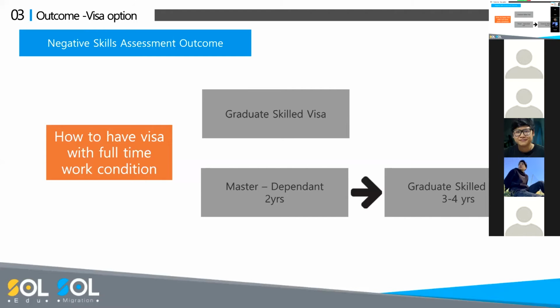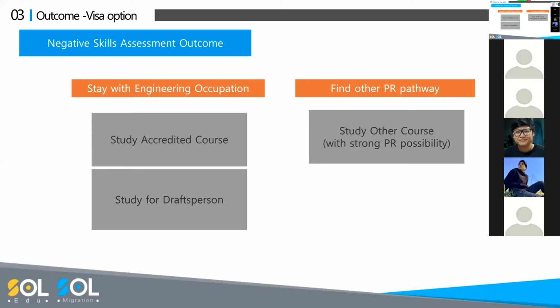Yep. So this is what I talked about just now. If you really want to stay with the engineering occupation, you should think about studying an accredited or related course. Or if you don't want to be an engineer again, then you find another course option to study. Yeah.